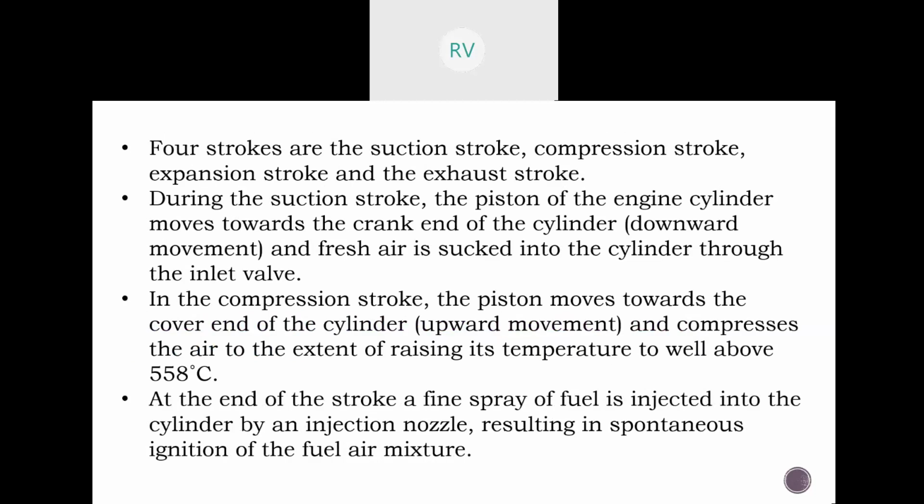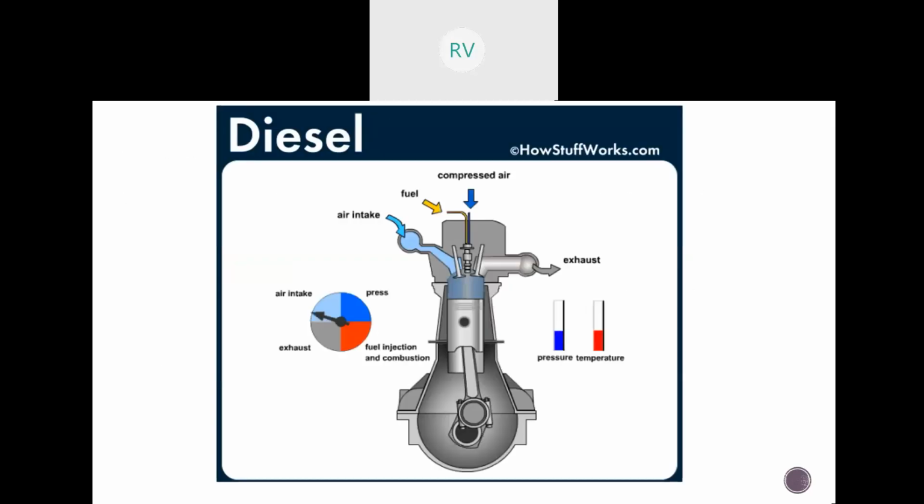Okay, the four strokes are the suction stroke, compression stroke, expansion stroke, and the exhaust stroke. So these are the four strokes: suction, compression, expansion, and exhaust. During the suction stroke, the piston of the engine cylinder moves towards the crank end of the cylinder, that is the downward movement, and fresh air is sucked into the cylinder through the inlet valve. Here you can see that is the first stroke. As it goes down, the air will be taken into the cylinder.